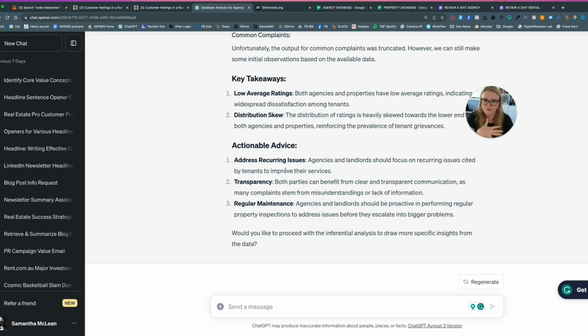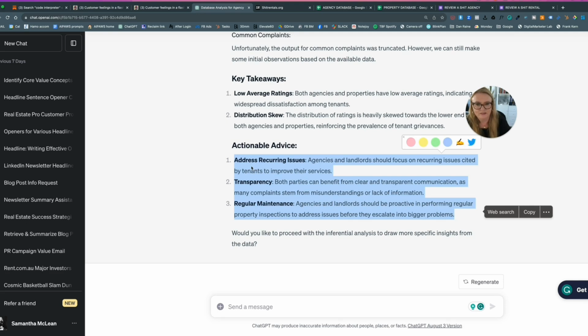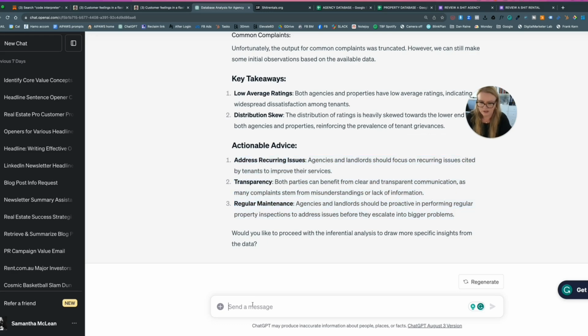Okay, so I think if you speak to any of the really good property management leaders in the industry, they would all probably agree that these things are top of mind for them in their businesses. They're the things that people look at. Recurring issues, you don't want recurring issues because obviously they're a cost and an annoyance to your business. Transparency of communication is a huge one, and the other thing that I always remember from people like Jodie Stainton is regular maintenance. The number one reason that landlords move agencies is because of maintenance issues not being dealt with. So let's see what the inferential analysis comes up with.